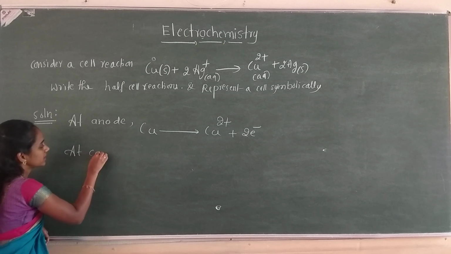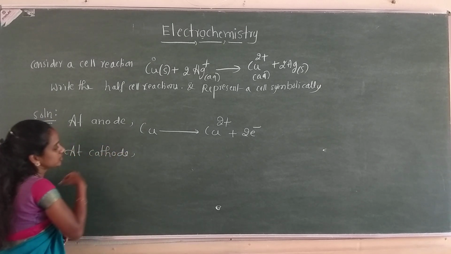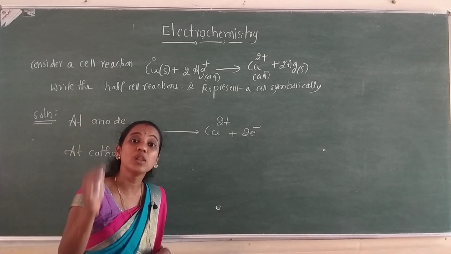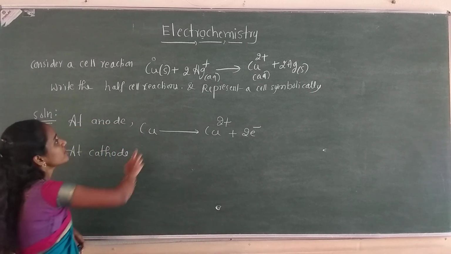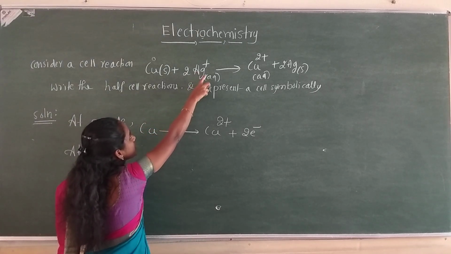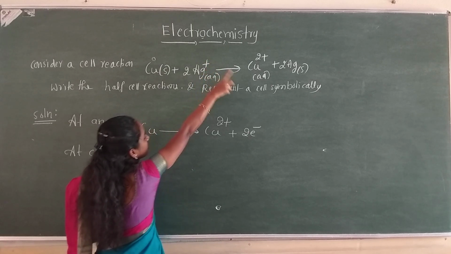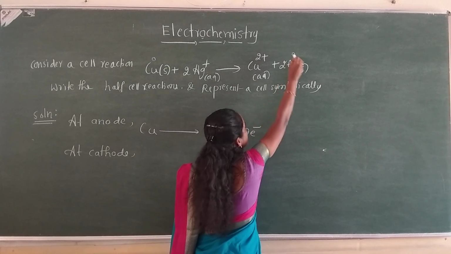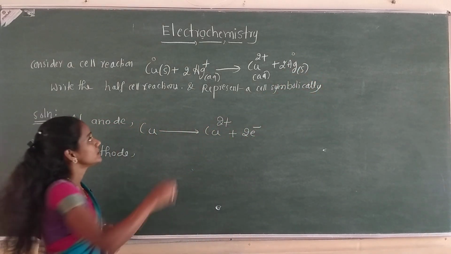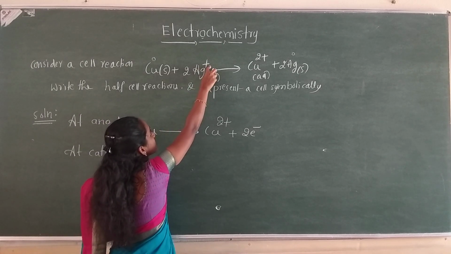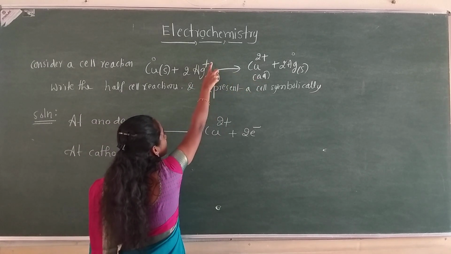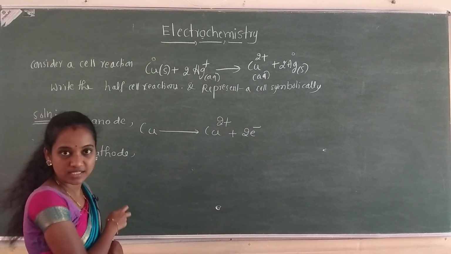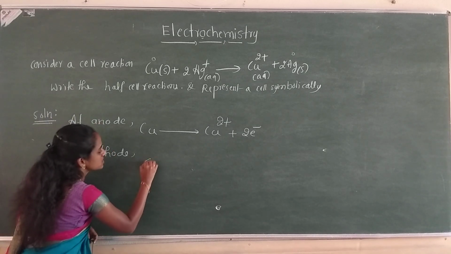And now we have to write at the cathode. Since cathode is a positive electrode, at the cathode always a reduction process occurs. In the reaction you can see here Ag plus, where the oxidation state is plus 1. And in the right hand side, in the product side, we have silver Ag where the oxidation state is 0. What happened here? The decrease in the oxidation state, isn't it? Here plus 1 to 0. That means the oxidation state decreased, so the process is a reduction.